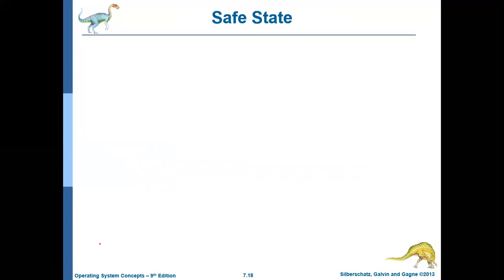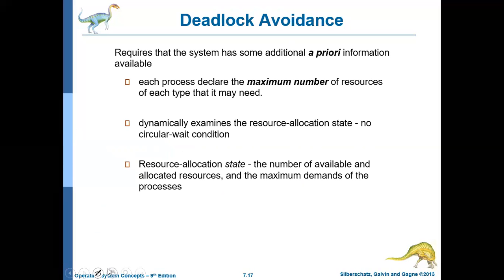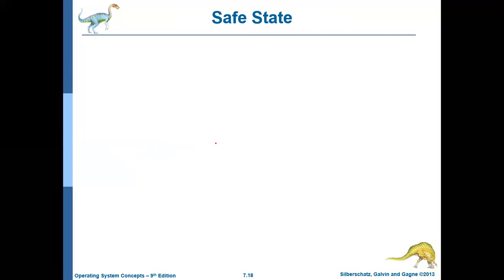Okay. Now let us try to understand a concept called safe state with respect to the deadlock avoidance algorithm. Here we have discussed that the operating system dynamically examines the resource allocation state to make sure that there is no circular wait. Okay, so if there is no circular wait, then it means that the system is in the safe state. So let us try to understand how the operating system will detect whether the system is in the safe state or not. Okay. So let us try to define safe state.